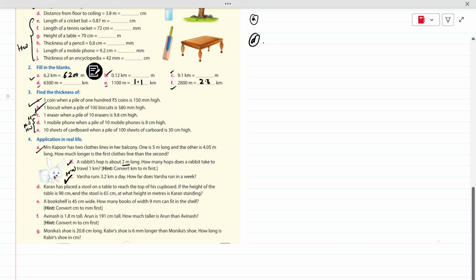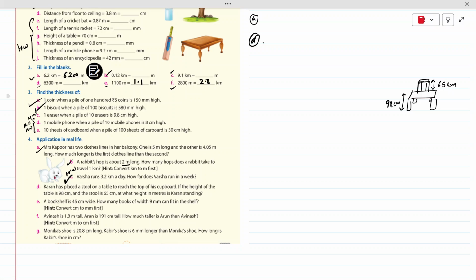It says Karan has placed a stool on a table to reach the top of his cupboard. So what it means to say is, first of all, there is a table. Okay, I'm making a table. On top of this table, there is a stool he has placed. If the height of the table is 98 centimeters, this height is 98 centimeters, and the height of this stool given to us is 65 centimeters.